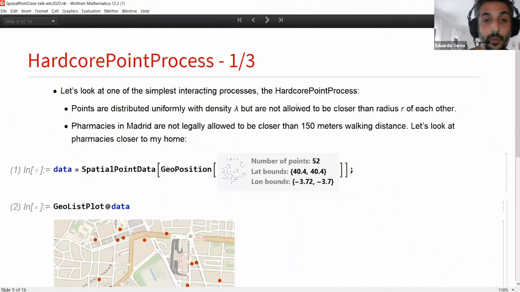Let's look at one of the simplest interacting point processes, the hardcore point process. Here, points are distributed uniformly with density lambda, but they're not allowed to be closer than radius r of each other, as I was saying before. An example I looked at from real-world data is pharmacies in Madrid that are not legally allowed to be closer than 150 meters walking distance.